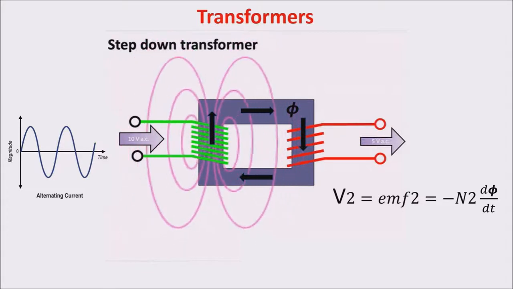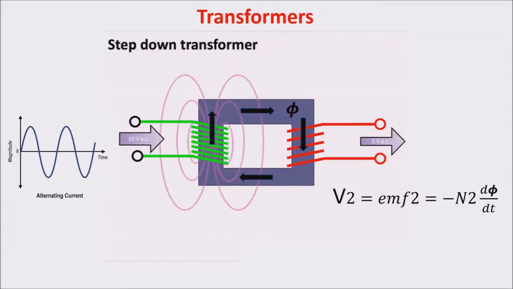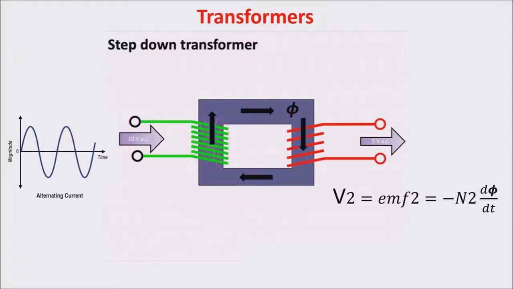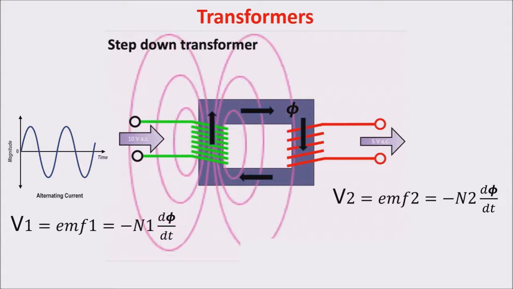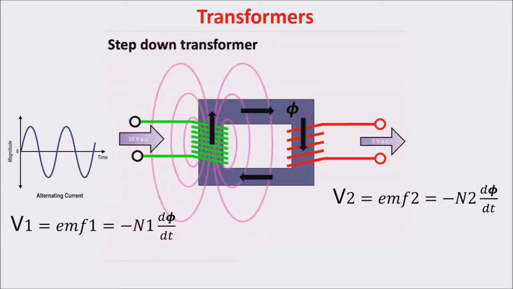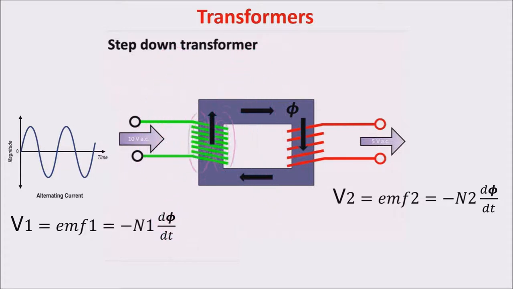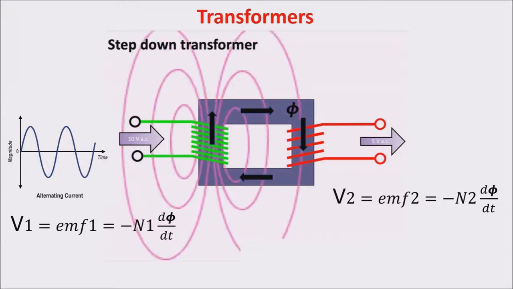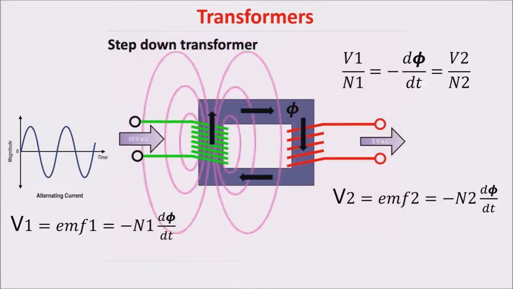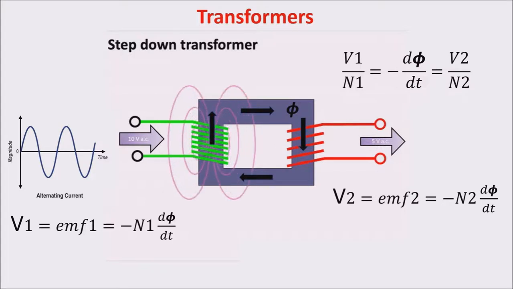In an ideal transformer, we assume no flux leakage, so the flux on the primary coil is equal to the flux on the secondary coil. The voltage V1 of the primary coil is equal to the flux variation on the primary coil times the number of turns of the primary coil. In the ideal case, all the flux is conveyed without leakage, so the flux variation on the primary coil is equal to the flux variation on the secondary coil. From this equality comes the fundamental equation of transformers.